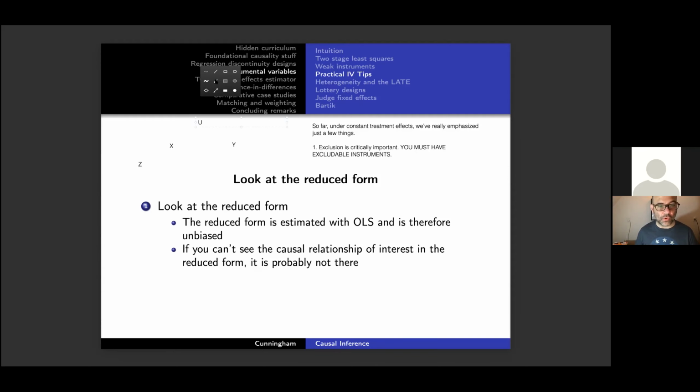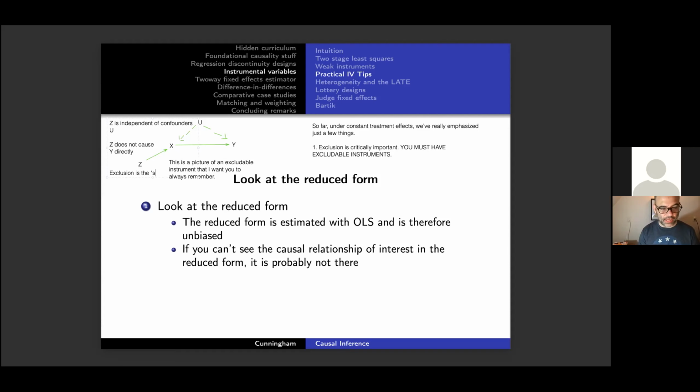So let's just draw this real quick. Here's what an excludable instrument looks like. Notice this is a picture of an excludable instrument that I want you to always remember. Notice Z is independent of confounder U. Z does not cause Y directly.